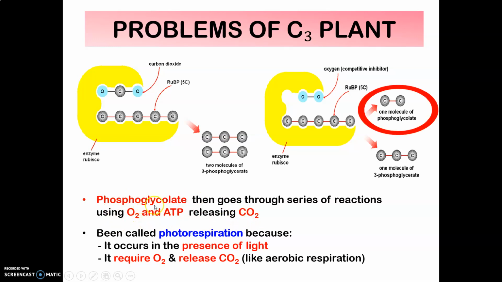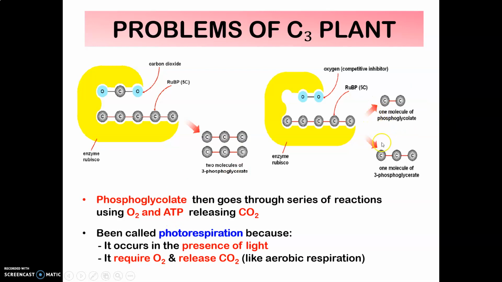Awak boleh nampak ya, kenapa dia ni merugikan sebab dahlah molekul ni tak berguna untuk dalam Krebs, dalam Calvin cycle. Kemudian this molecule pula dipecah-pecah lagi menggunakan ATP, in which ATP ni sepatutnya kita gunakan untuk Calvin cycle, tetapi ATP now digunakan untuk dalam the process to break down the phosphoglycolate. Means that rugilah sebab kita guna bahan untuk benda yang sepatutnya kita guna untuk benda lain.